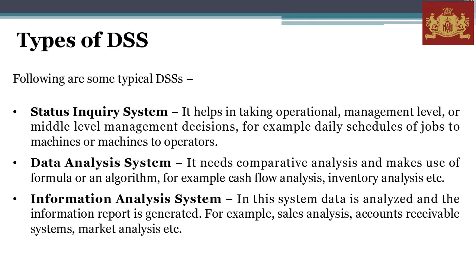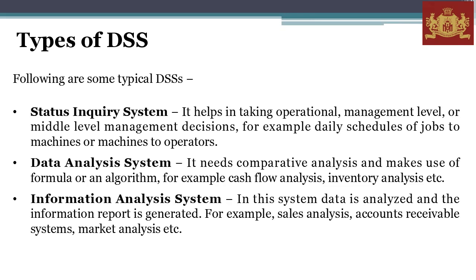Following are some typical DSSs. Status inquiry system. It helps in taking operational, management level, or middle level management decisions. For example, daily schedules of jobs to machines or machines to operators. Data analysis system. It needs comparative analysis and makes use of a formula or an algorithm. For example, cash flow analysis, inventory analysis, etc.